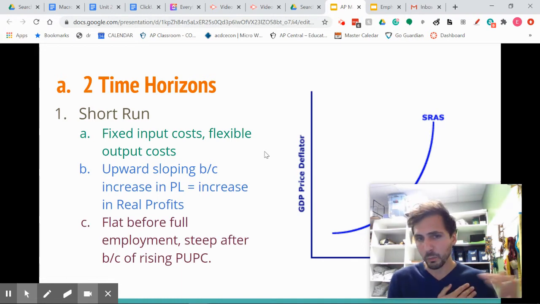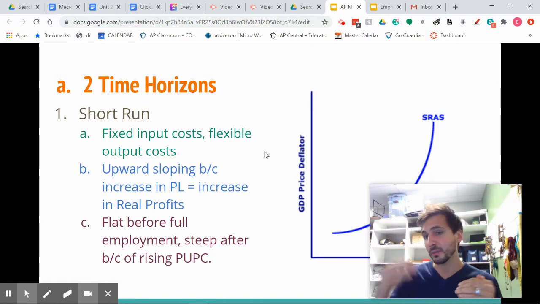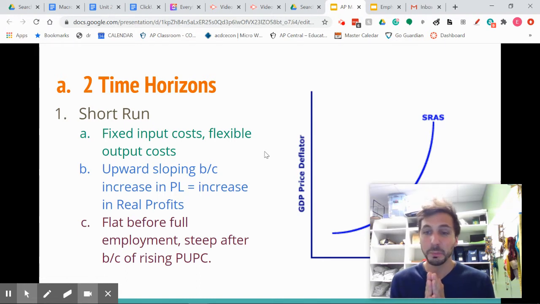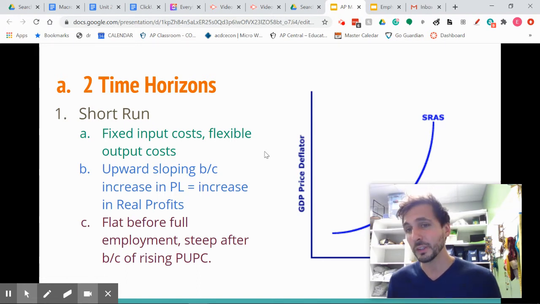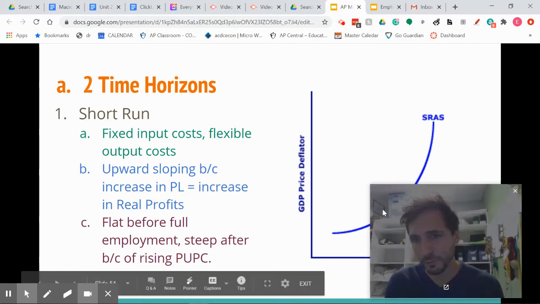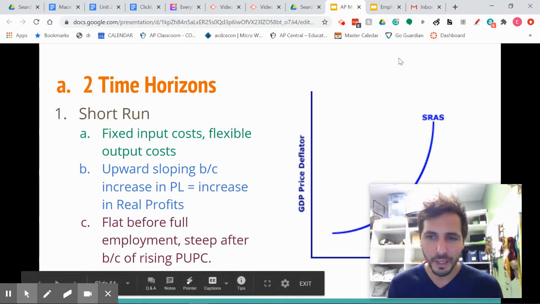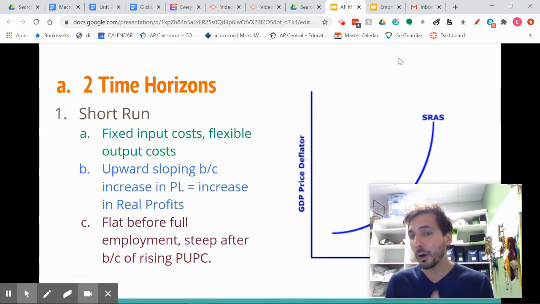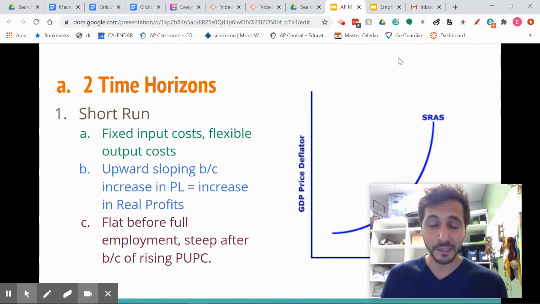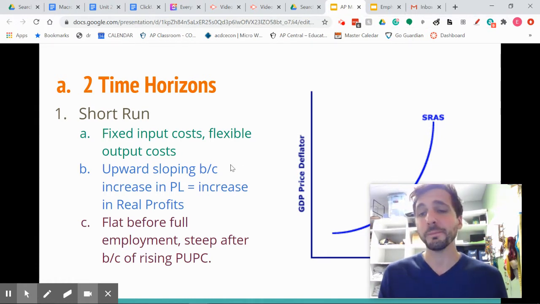So generally speaking, before we're at full employment, it's a pretty flat line, meaning that even slight changes in price level will result in enormous gains. But as we get closer and closer to full employment, people will be more willing to negotiate higher wages, and it gets steeper. That's why you have this kind of scoop or ramp type of shape here. Not really all that important. Just know that it slopes up because after a bit, the per unit production cost starts to rise. We'll talk more about that when we get to long run.